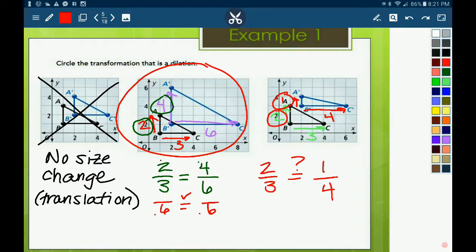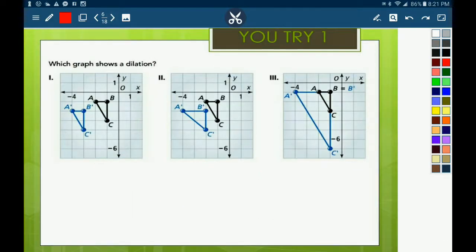So now I'm just checking, is 2/3 equal to 1/4? Well, 2/3, as we know, is 0.6 repeating, and then 1/4 is actually 0.25. So these two are not equal. Seems like maybe the triangle was stretched out horizontally and then squished down vertically. That is not a dilation. A dilation stretches or shrinks all dimensions of a figure in the same way. So the middle picture here was a dilation. So why don't you give this a try? I want you to identify which one of these pictures shows a dilation.